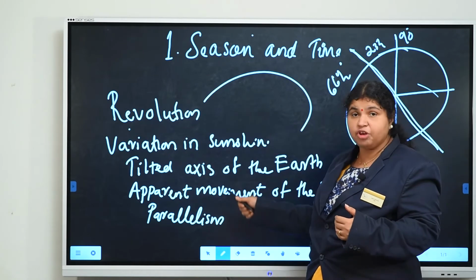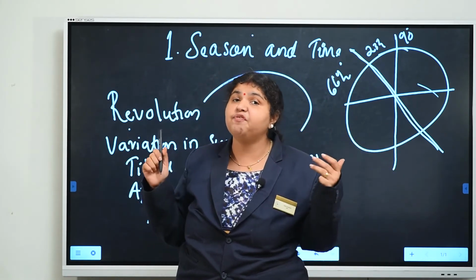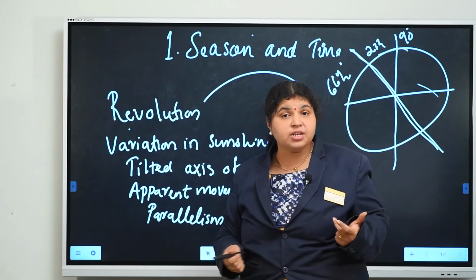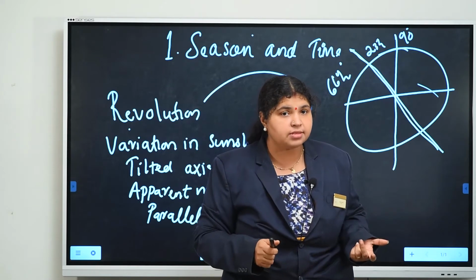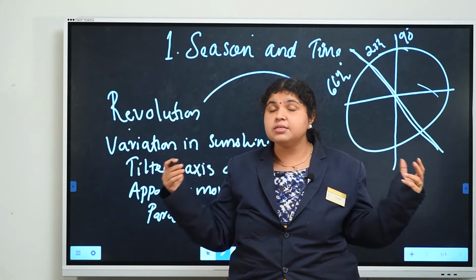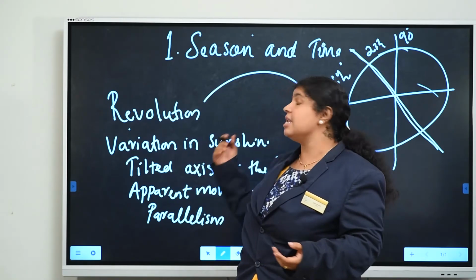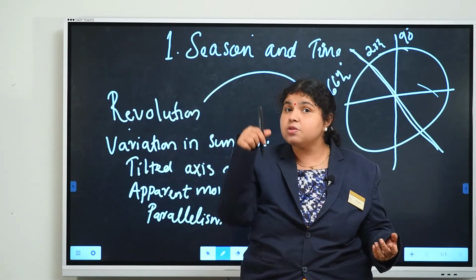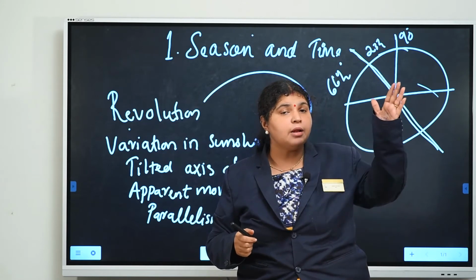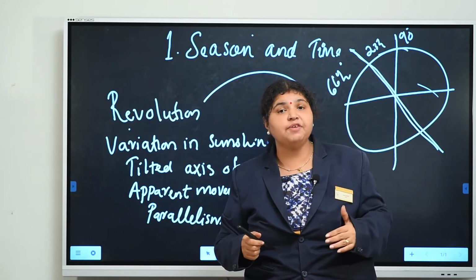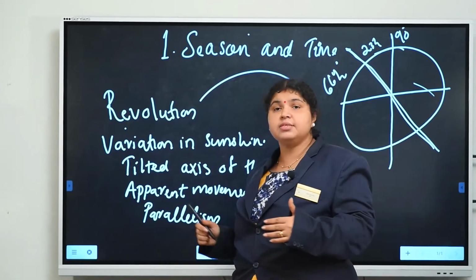Now we analyze the three causes. First is revolution, the movement of Earth around the sun in a fixed path. Second is variation in sunshine: all the regions don't experience an equal amount of sun rays, and the places that experience direct sun rays experience summer season. The third is the tilted axis of Earth. Earth's axis is not straight, it's tilted 23 and a half degrees from the vertical plane and 66 and a half degrees from the orbital plane. It is another major cause for the occurrence of seasons.